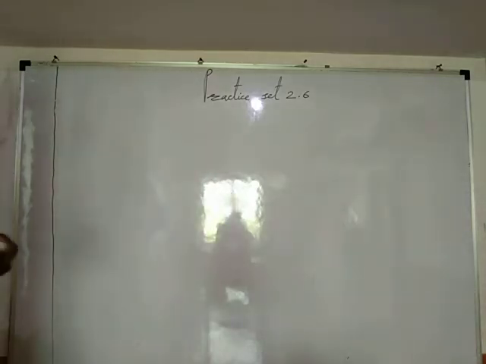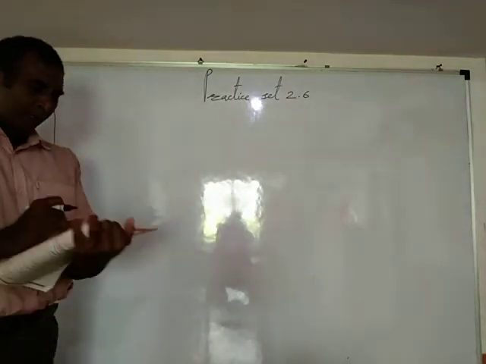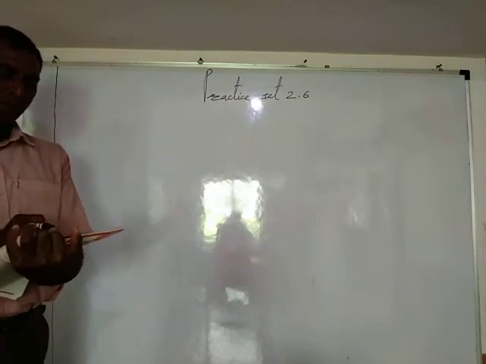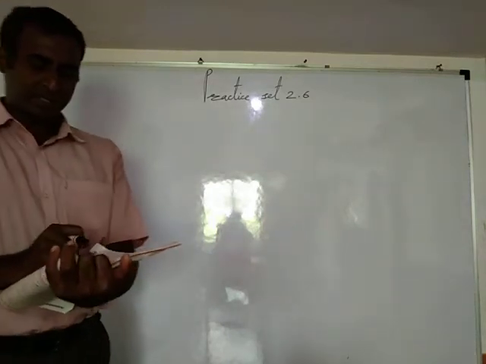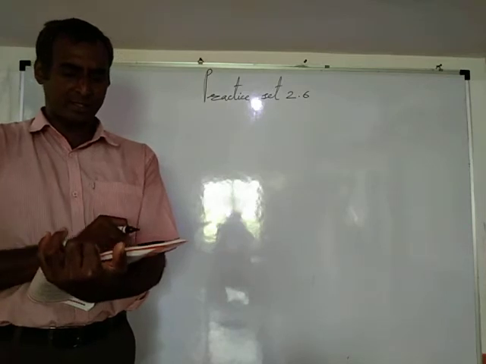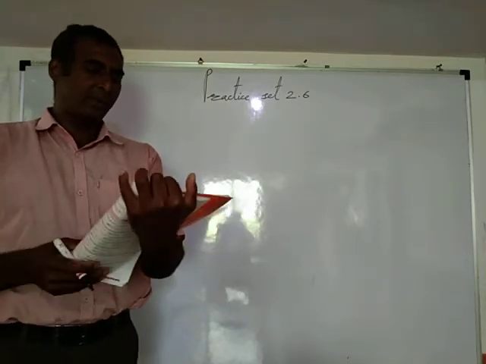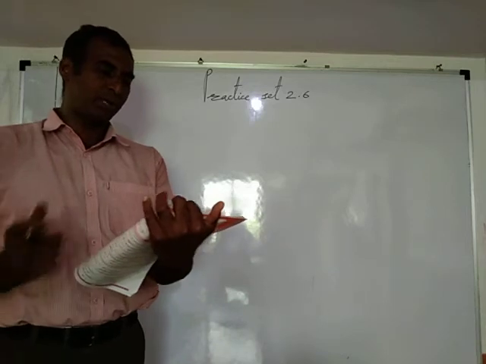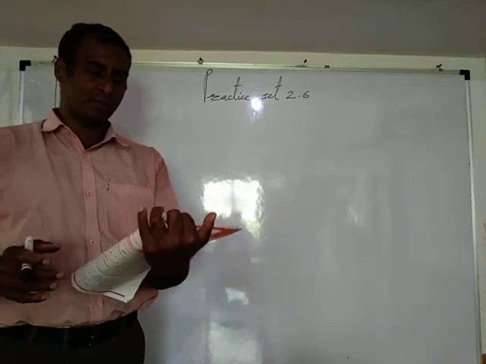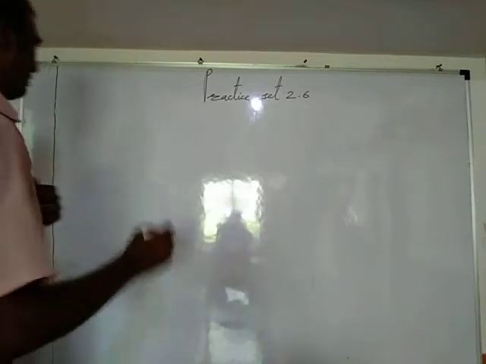Let's see question 4. Vivek is older than Kishore by 5 years. The sum of the reciprocals of their ages is 1 upon 6. Find their present ages.